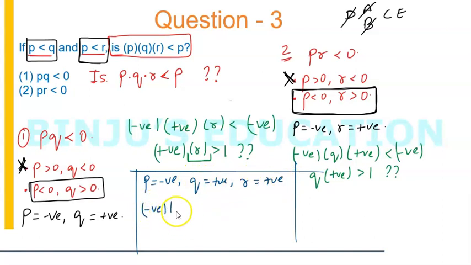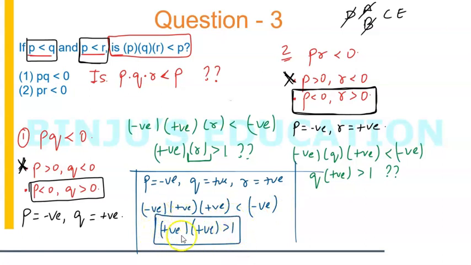So a negative number multiplied by a positive number multiplied by a positive number is less than a negative number. Divide both sides by the negative: a positive number multiplied by a positive number is greater than 1. Now, do we know this for sure, that the multiplication of two positive numbers is always greater than 1? No, we do not know that. It's not saying that P and Q are integers. Okay, we do not know that.